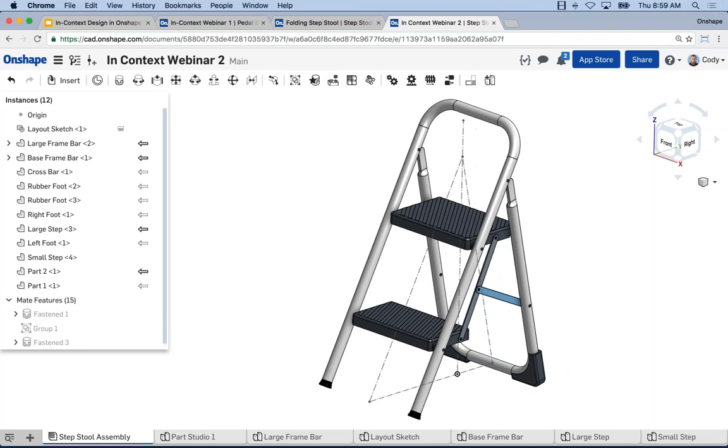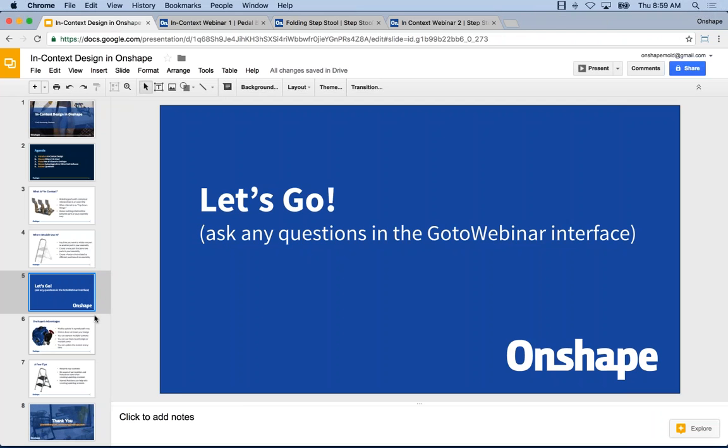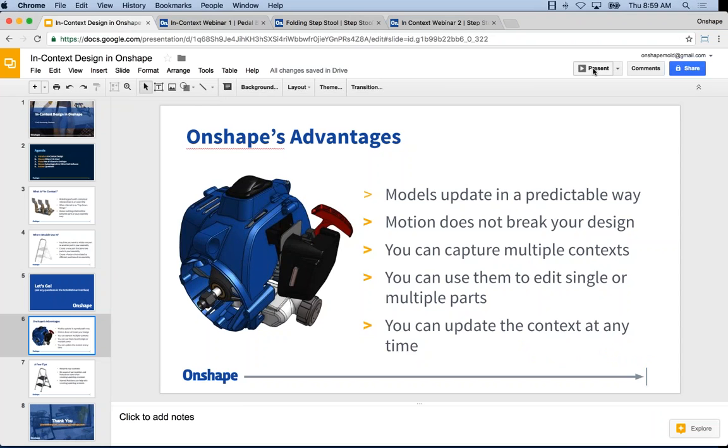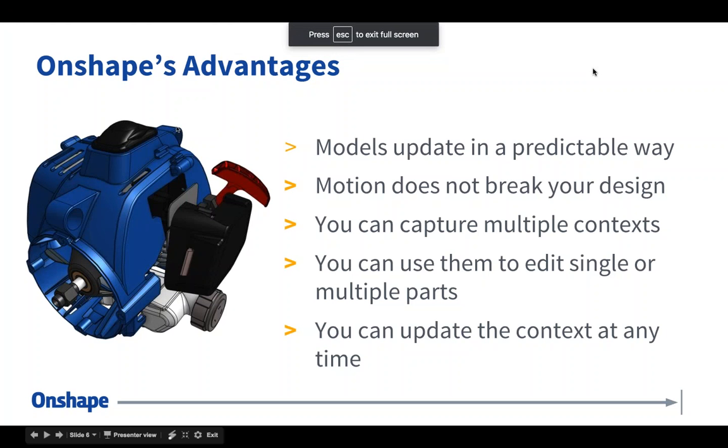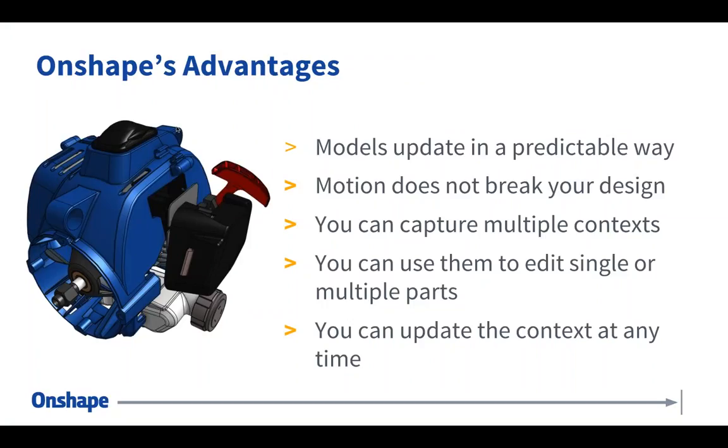Before I let you go, jumping back really quickly, just to reiterate, I've mentioned most of these things already, but I wanted to reiterate them. The biggest thing that I wanted to stress is that models will update in a predictable way. You won't have shifting parts every time you make a simple change in your motion, for example. So motion doesn't break your design, and they update in a predictable way. You update the context. You can have multiple contexts, just like I showed you earlier. I can have an open and closed position, and I can use them to edit a single part or multiple parts. And then to update a context, just right-click and update anytime.